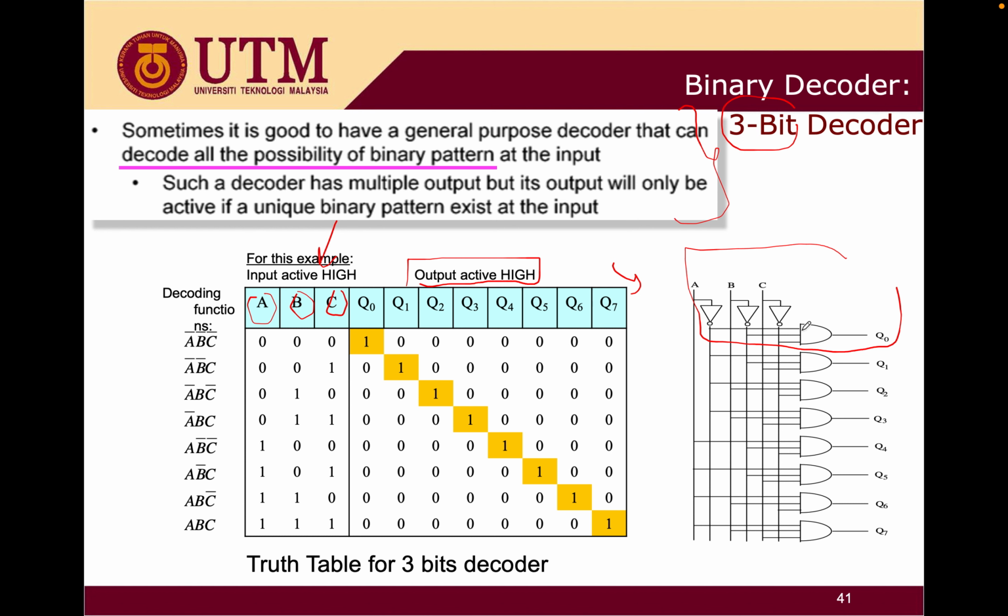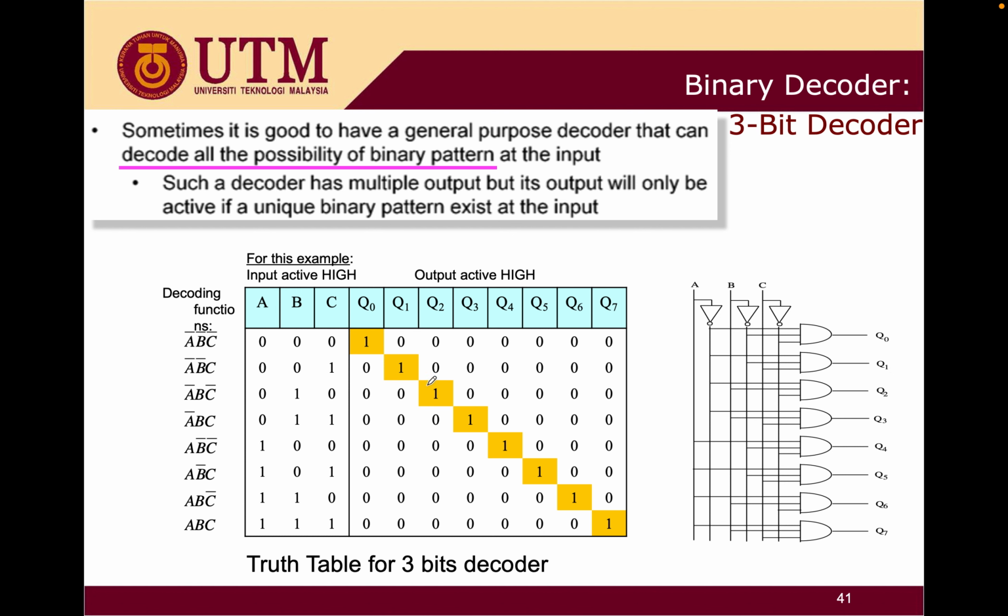Let's recheck the connection. This will be connected to your NOT. This will be connected to your NOT. This will be connected to your NOT. That's why it is called A bar, B bar, C bar. So this will be correct, and this will be 1 for this part only. And then for this one, what will happen? You're going to connect A, B to NOT, and the C will be 1. So you can see here, this C is 1, not connected to the NOT. So Q1 is 1.